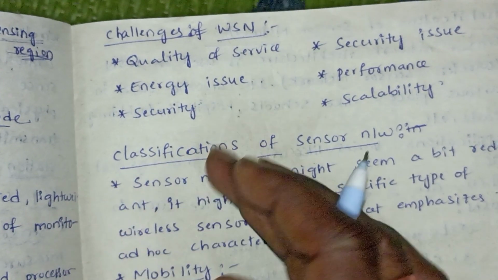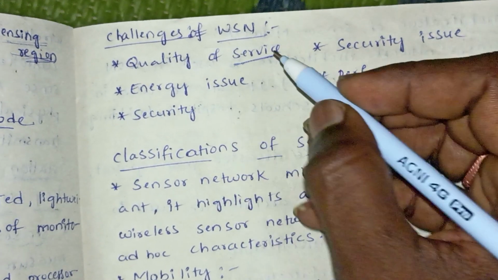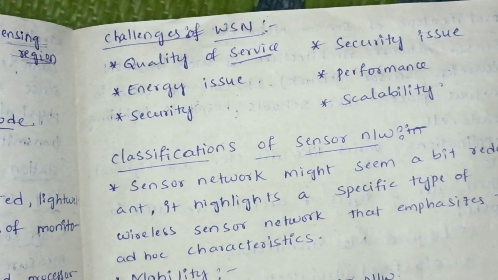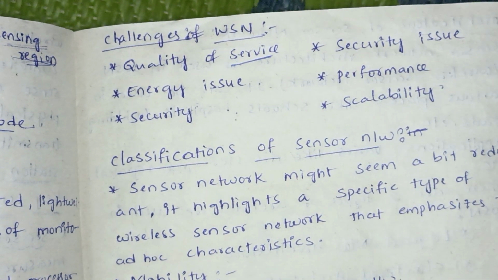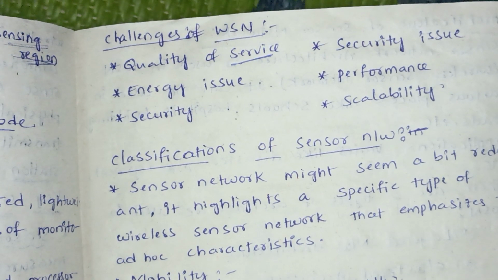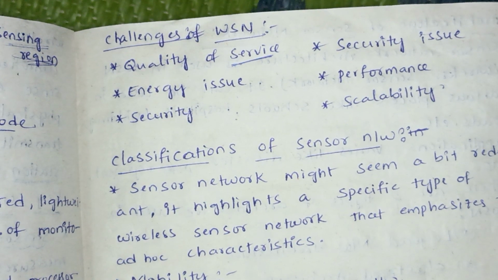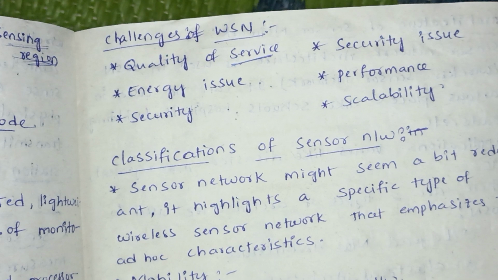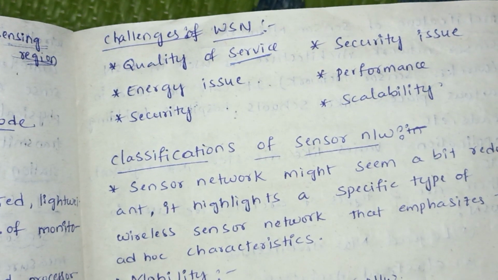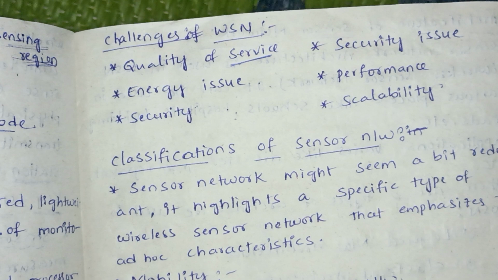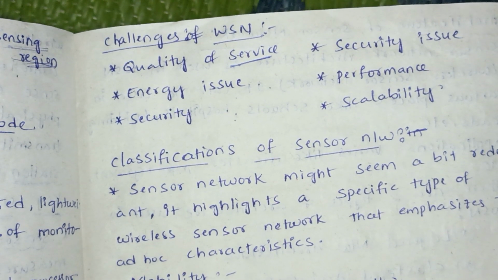Quality of service. After doing this many transactions from the source node, the sensing region, to the base station, to the internet, to the user, there might be a challenge that the quality is not perfect, so it becomes a challenge.